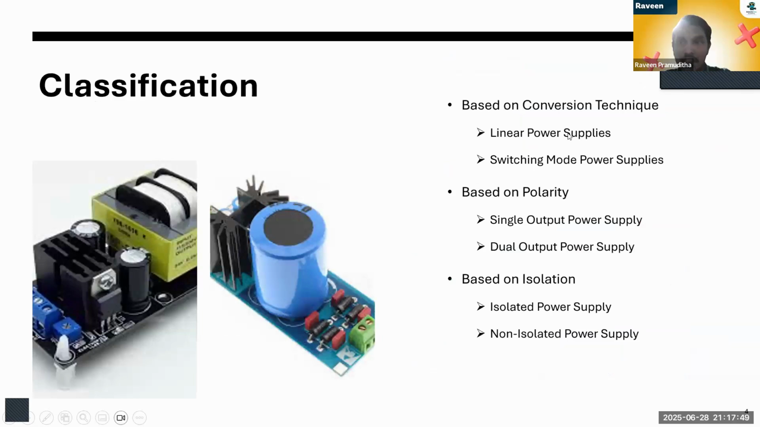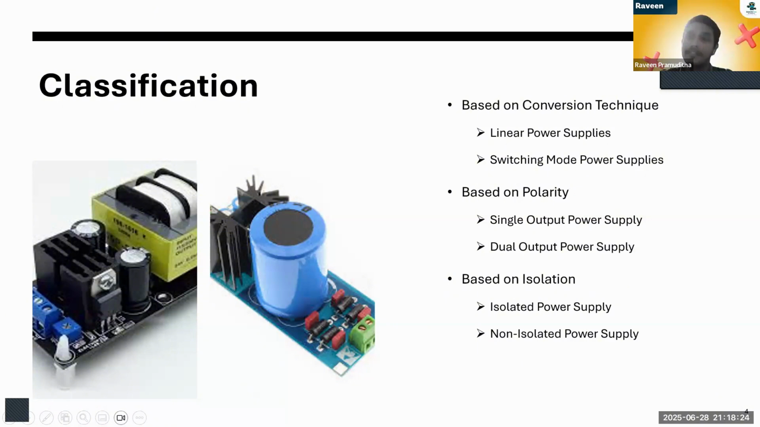Next, there are some criteria to classify power supplies. Based on conversion technique, we can classify them as linear power supplies and switching mode power supplies. Today I mainly hope to talk about linear power supplies and switching mode power supplies. We can also classify them based on polarity, as single output power supplies and dual output power supplies.